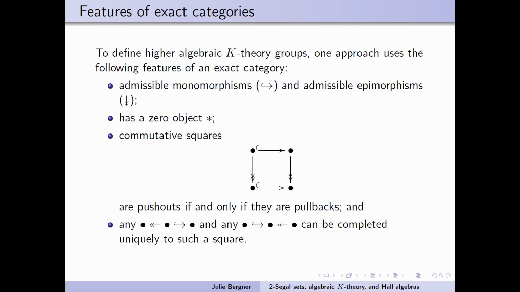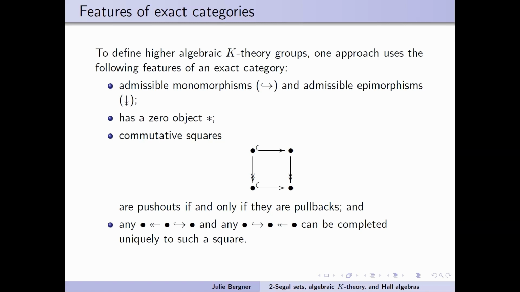We have a zero object, so it's both initial and terminal. We'll denote that with a star. And then we have commutative squares, where the horizontal arrows are admissible monos and the vertical morphisms are admissible epis. And these are pushouts if and only if they are pullbacks. In other words, they're bicartesian.